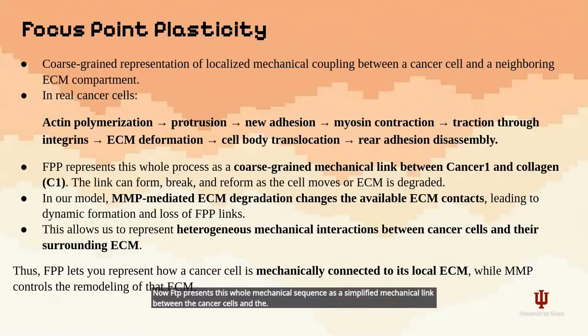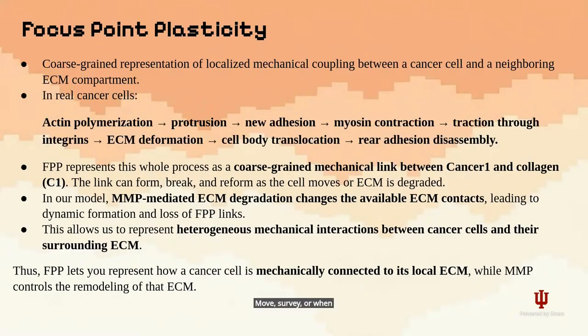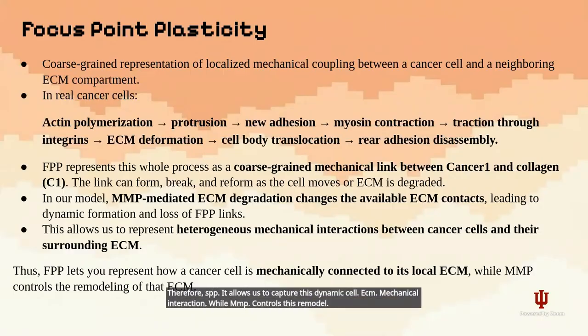Now, FPP represents this whole mechanical sequence as a simplified mechanical link between the cancer cells and the neighboring ECM cells. In our model, the link is very dynamic. It can form where cancer cells encounter the ECM, and it can be lost when the cell moves away, or when MMP mediated ECM degradation degrades the ECM, and thus the link gets deleted. Therefore, FPP allows us to capture this dynamic cell-ECM mechanical interaction, while MMP controls the remodeling and the availability of the ECM itself. This combination allows different cancer cells to experience different local mechanical interactions with the surrounding matrix.